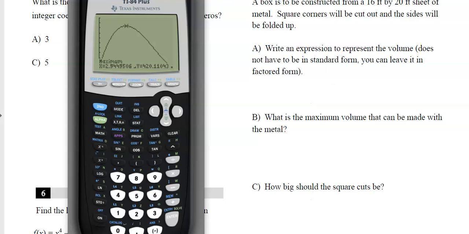So it looks like the max volume is going to be this y number. So our maximum volume is approximately 420.11 cubic feet. That would be my units. And how big should the square cuts be? Approximately 2.94 inches. So that will maximize the volume of that box.